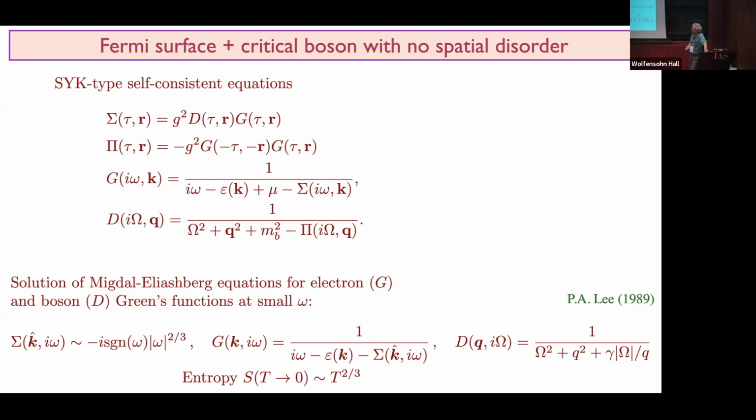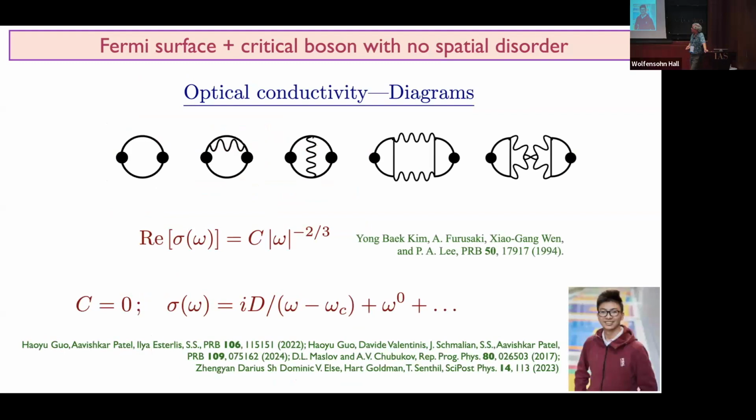Well, okay, so let's talk about transport next. That was looked at already in a paper in '94 by Kim et al. And they computed both the DC conductivity and the optical conductivity. Let me just focus on the optical conductivity, where they found, associated with this omega to the 2/3 self-energy, a conductivity that had a tail at finite frequencies bigger than temperature of omega to the minus 2/3.